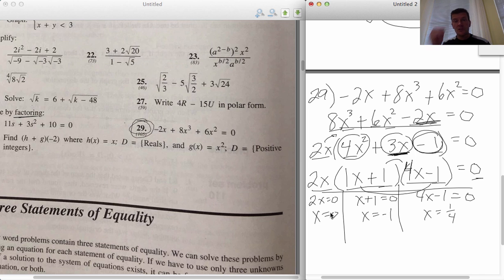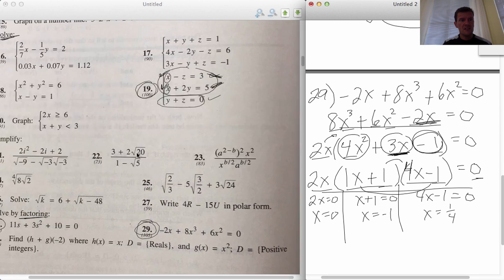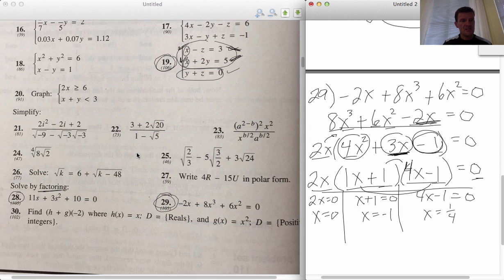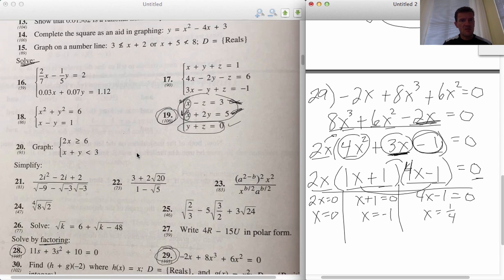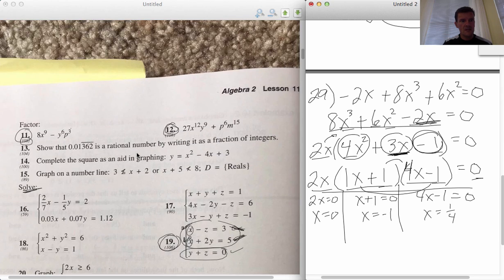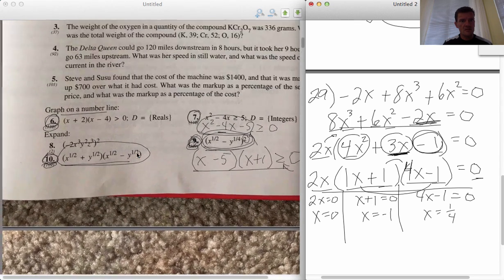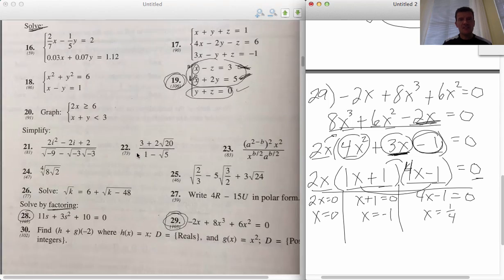Okay? So that takes care of, I think I did 105, 106, 107, 108, 109, and 110 by looking at those problems. If I missed something, please let me know. 105, 106, there's 108, 109, 110, and 117. Yes, okay?